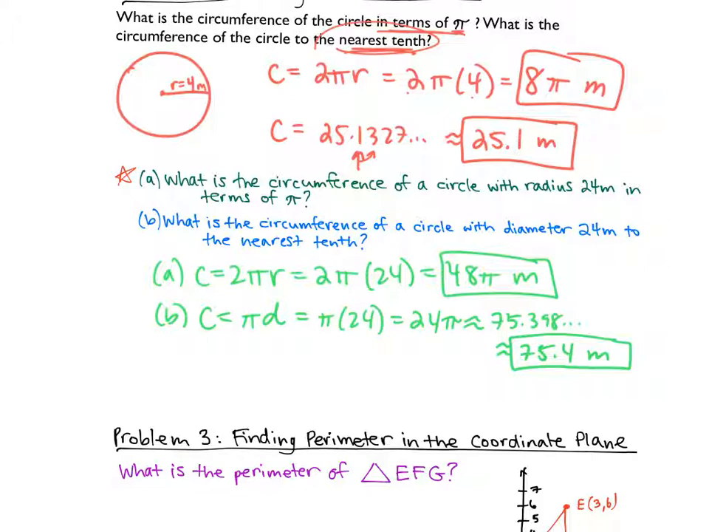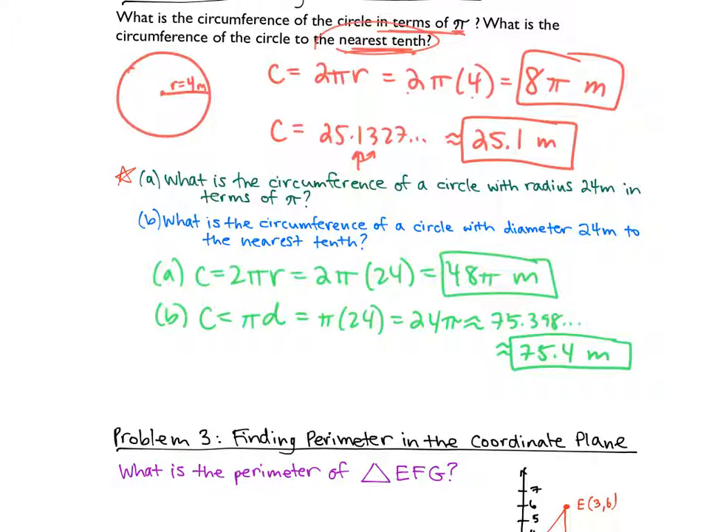Okay, so for A, you should have got 48 pi meters, and then for B, you should have got 75.4 meters. And you can see here, this is when we round this, because even though this is a 3, the next number is 9, so we're going to round that 3 up to 4. And again, when you have a diameter, this is radius 24. Diameter is 2 times the radius.